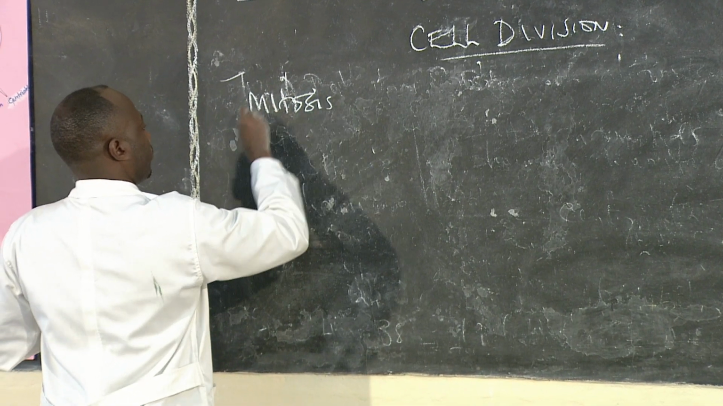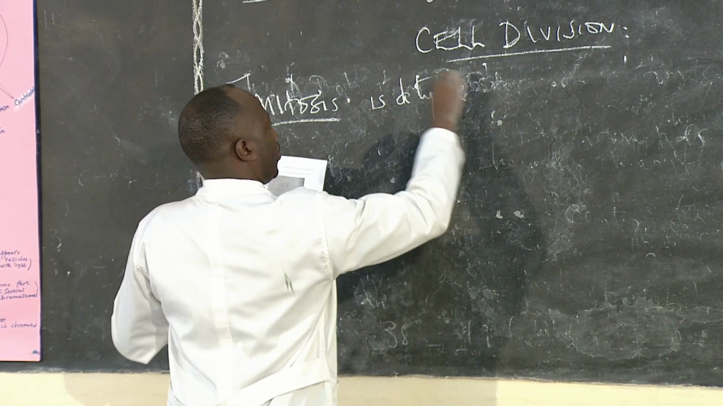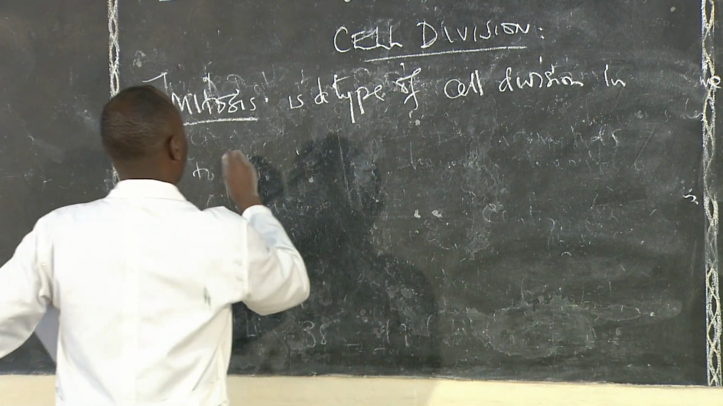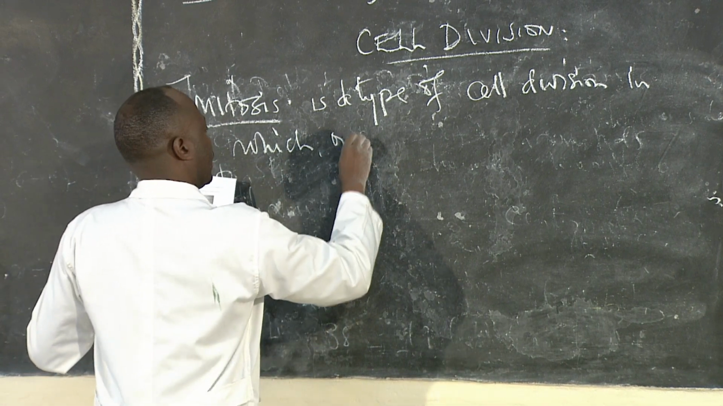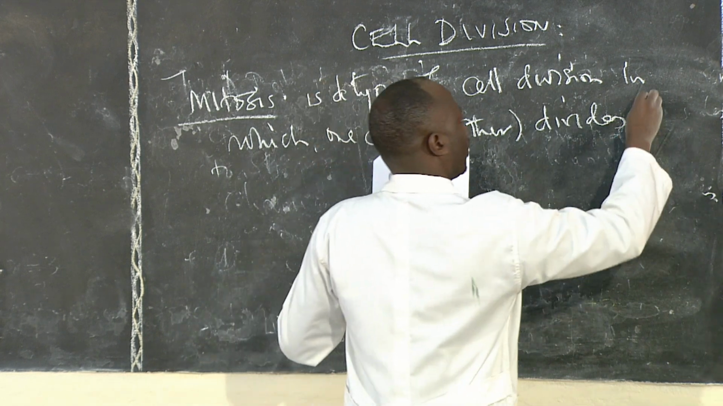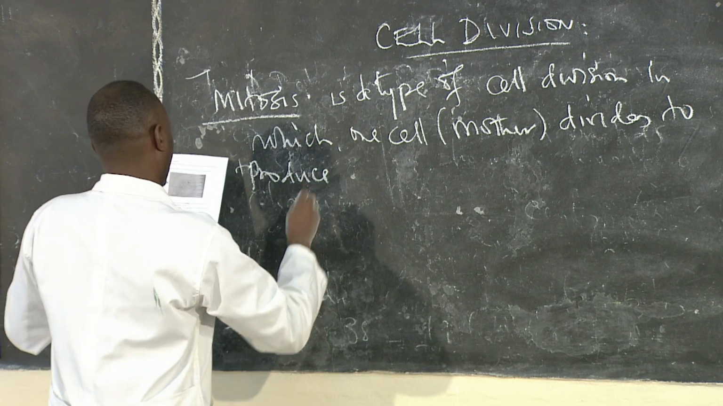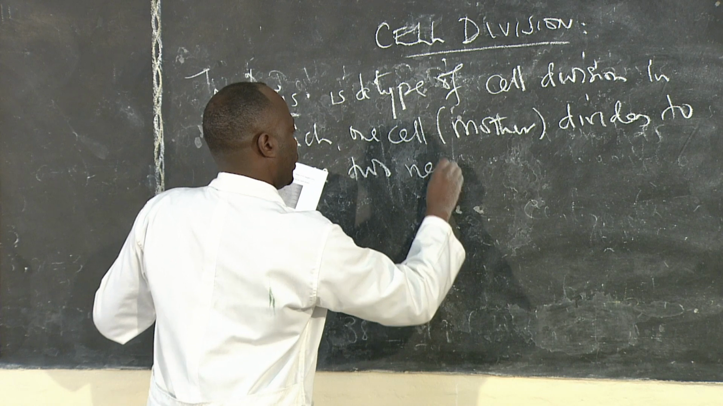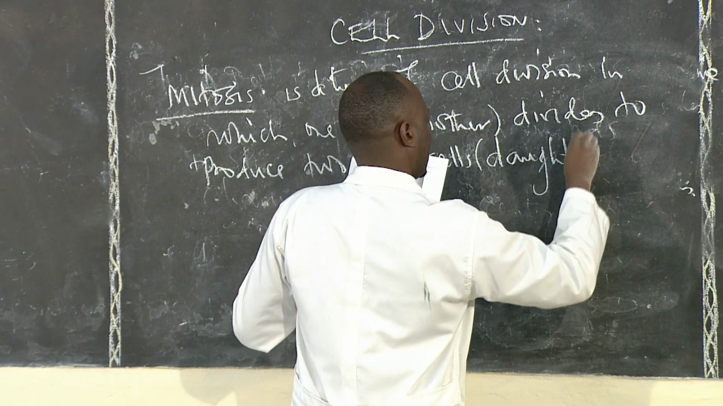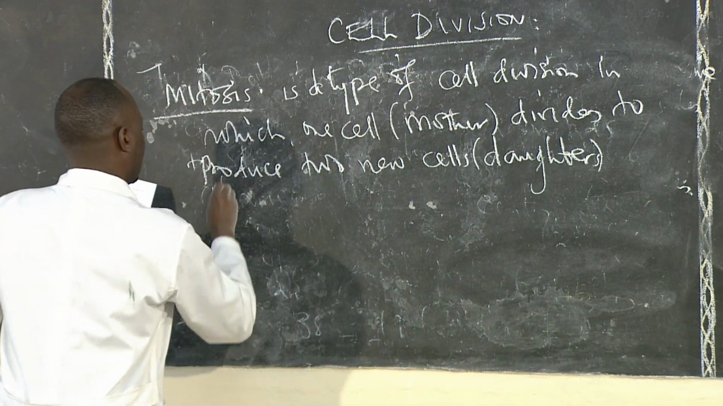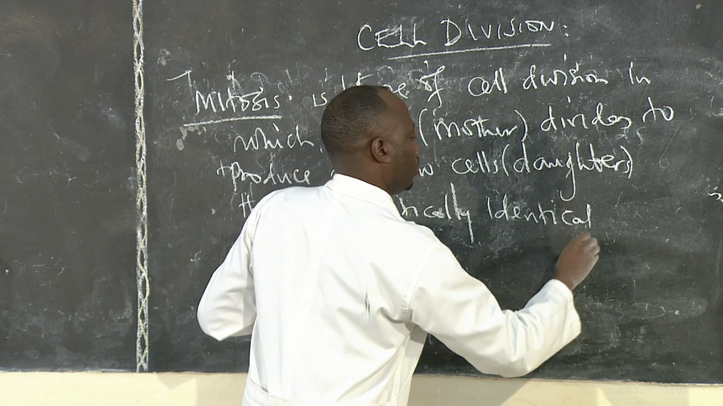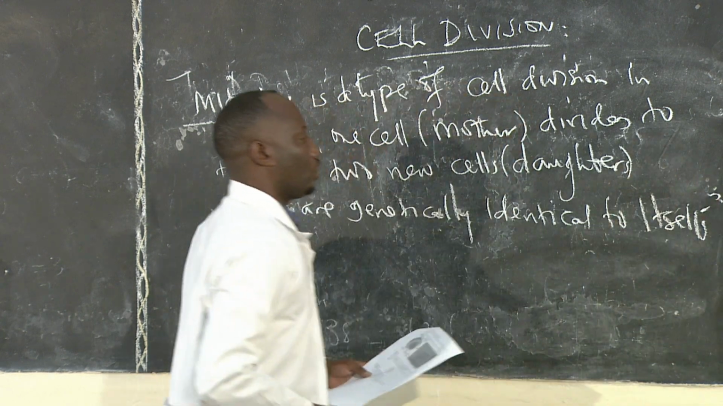Mitosis, take a note about mitosis, is a type of cell division in which one cell, or you can call it the mother cell, divides to produce two new cells, or daughter cells, that are genetically identical to itself. That is the definition of mitosis.